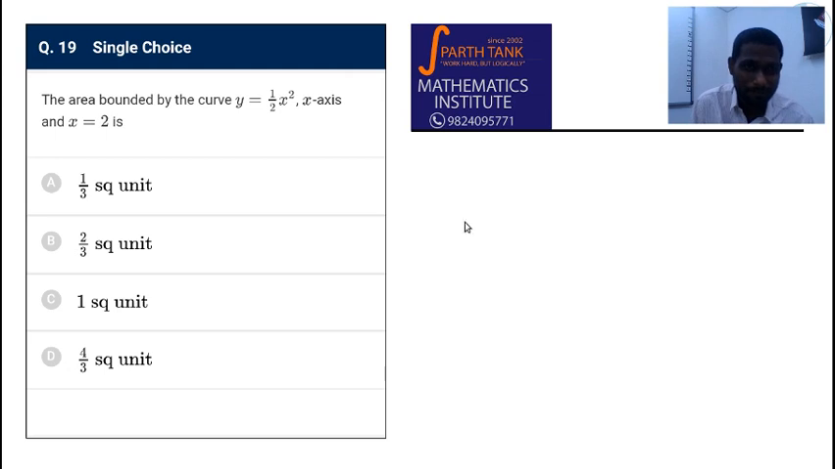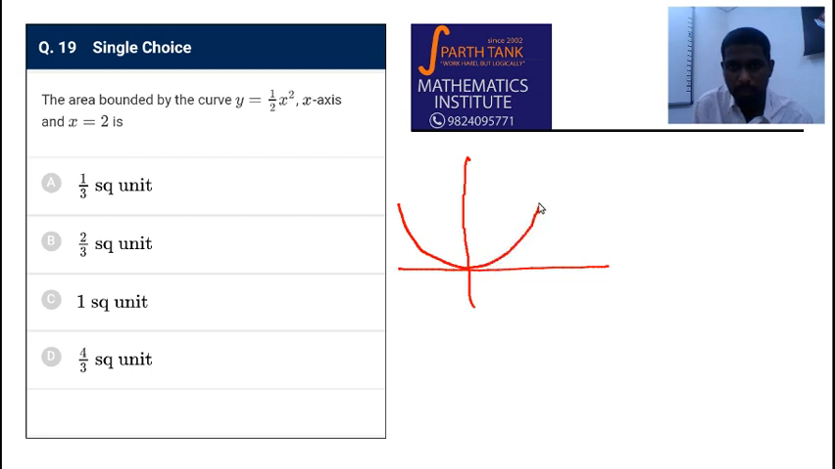Question number 19. The area bounded by the curve y is equal to half x squared. Now let's draw this quickly. Y is half x squared is going to be a parabola open upward with vertex at 0, 0, right? X axis and x is equal to 2. Now I would prefer that they specified that it is also between x is equal to 0, so that the area is definite. Otherwise it could mean any area, right? So let us take x is 0 to x is 2, and this is 1 by 2x squared.